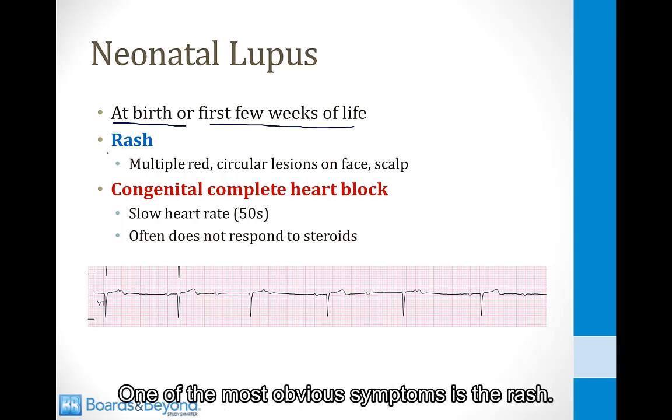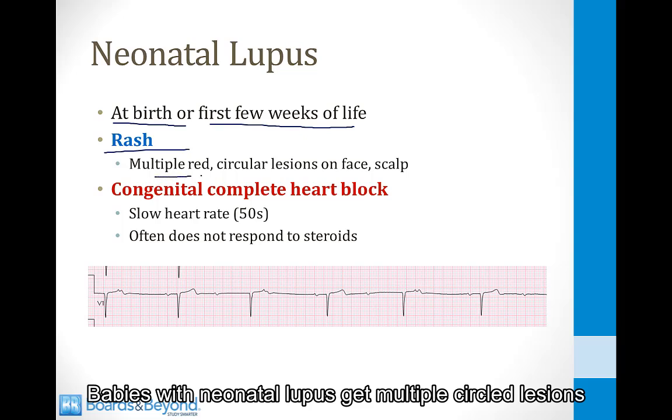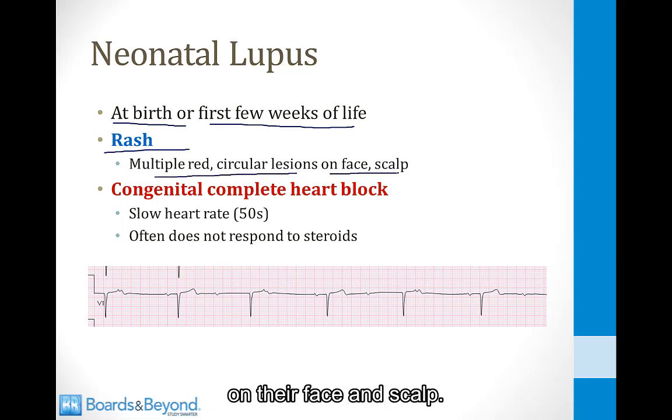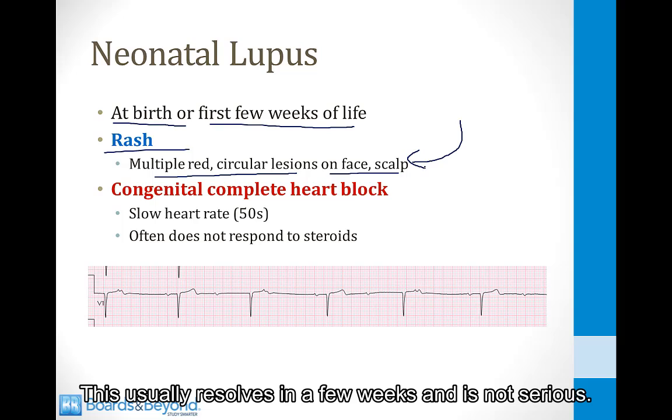One of the most obvious symptoms is the rash. This is different from the traditional malar rash of lupus. Babies with neonatal lupus get multiple red circular lesions on their face and scalp. You can Google neonatal lupus and see lots of pictures of babies who have this rash. This usually resolves in a few weeks and is not serious.